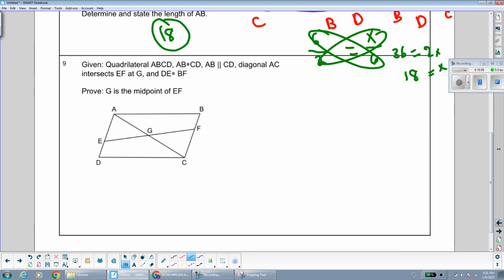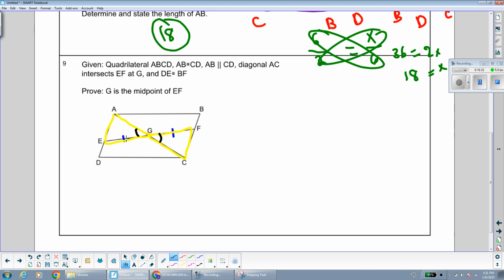Over here, we need to prove that G is the midpoint of EF. In order for G to be the midpoint of EF, it would need to split it into 2 equal parts. So we need these 2 sides of these triangles to be congruent. As soon as we need sides of triangles to be congruent, we should be thinking CPCTC, which comes after proving triangles congruent. We do have these vertical angles over here.